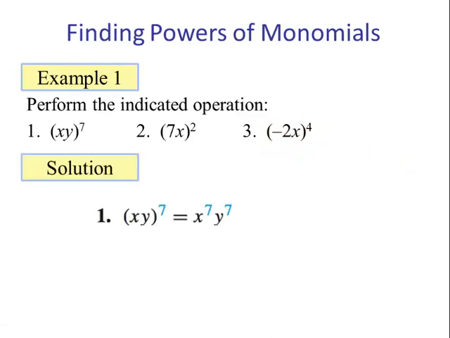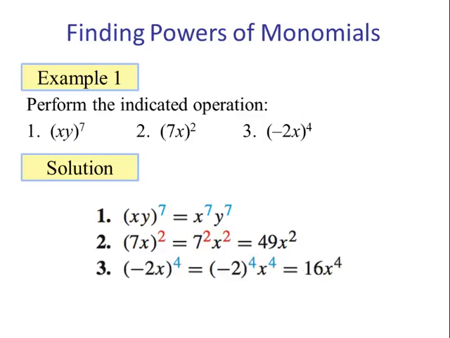So for number 1, using our rule, each factor gets raised to a power of 7, and we are finished. Number 2, 7 is a factor, it's squared, and x is also squared. 7 times 7 is 49, so our final answer is 49x squared.